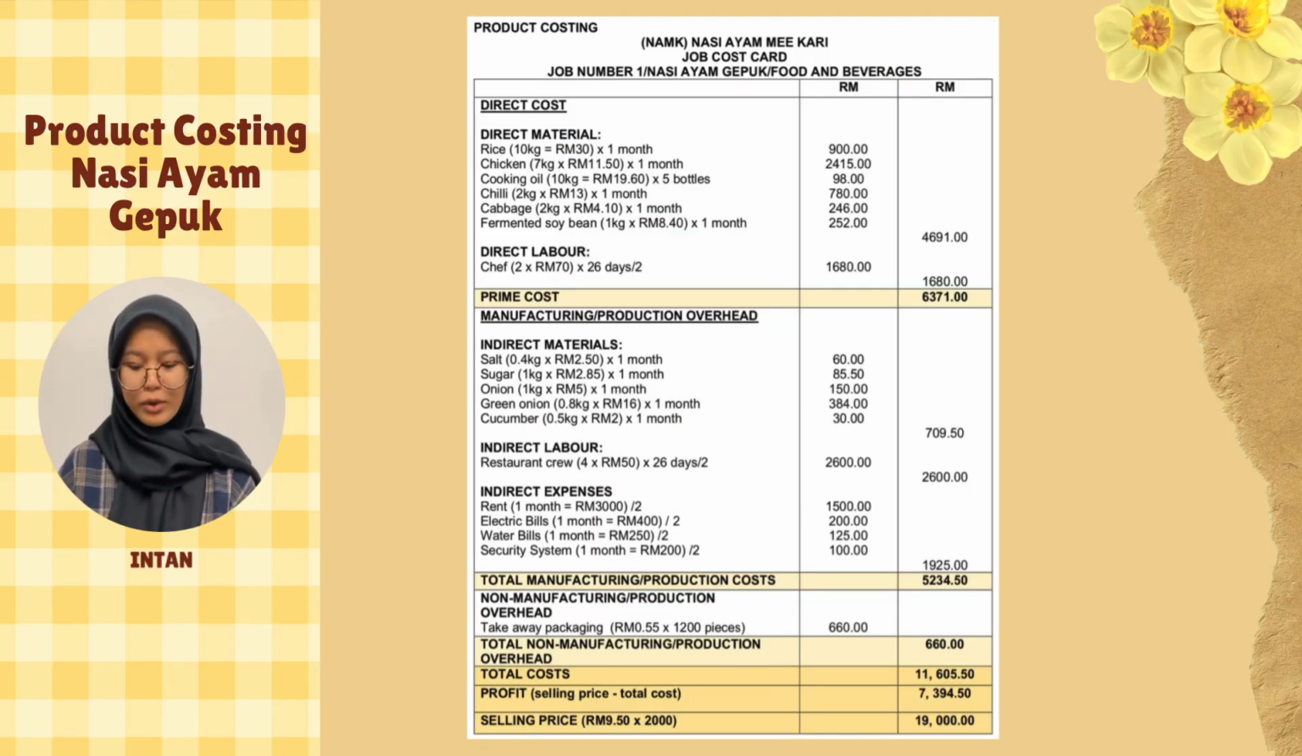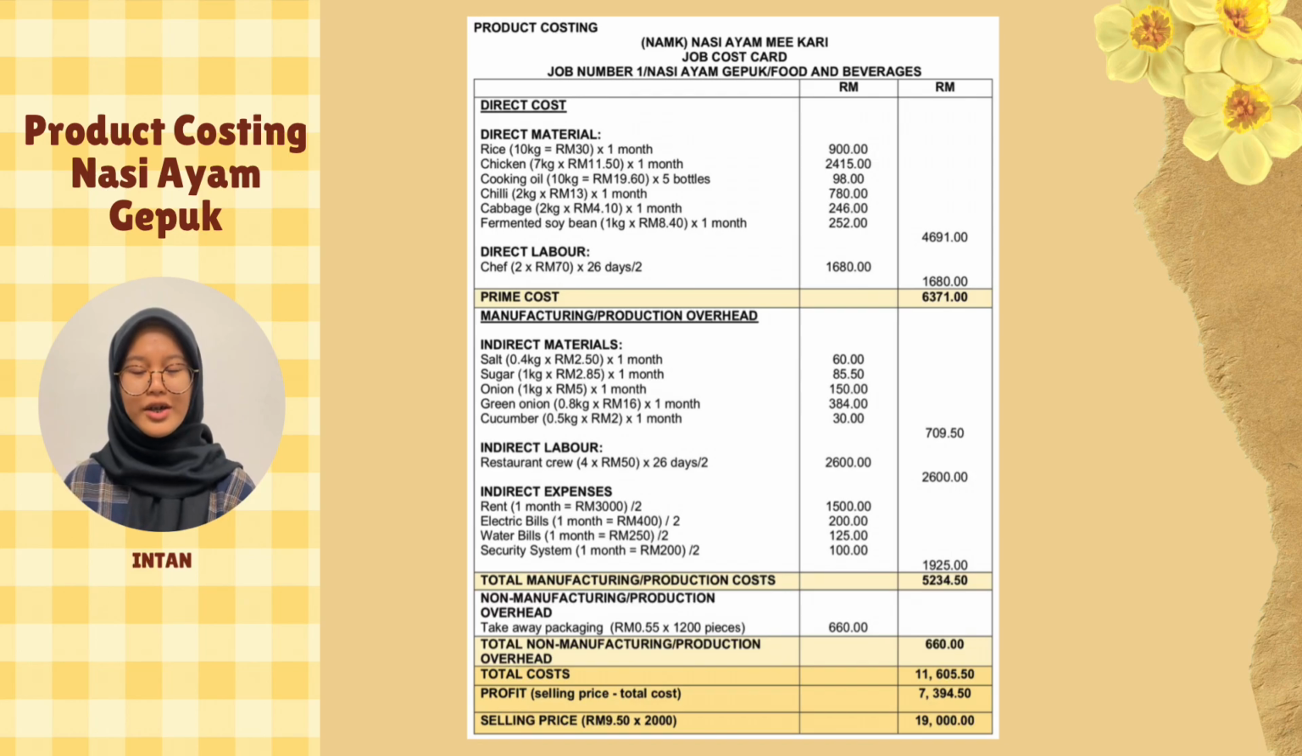For Nasi Ayam Gepuk, this is the job cost card that we prepared. First, we have direct costs, which include direct material and direct labor. In direct material, the total that we calculated is 4,691 ringgit. For direct labor, the business hired 2 chefs and their total wages is 1,680 ringgit. We obtained the prime cost, which is 6,371 ringgit, by adding the total of direct material and direct labor.